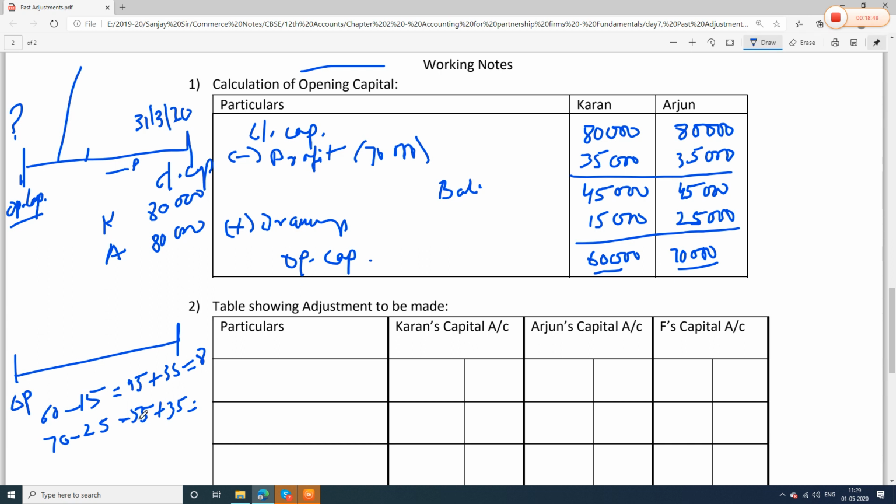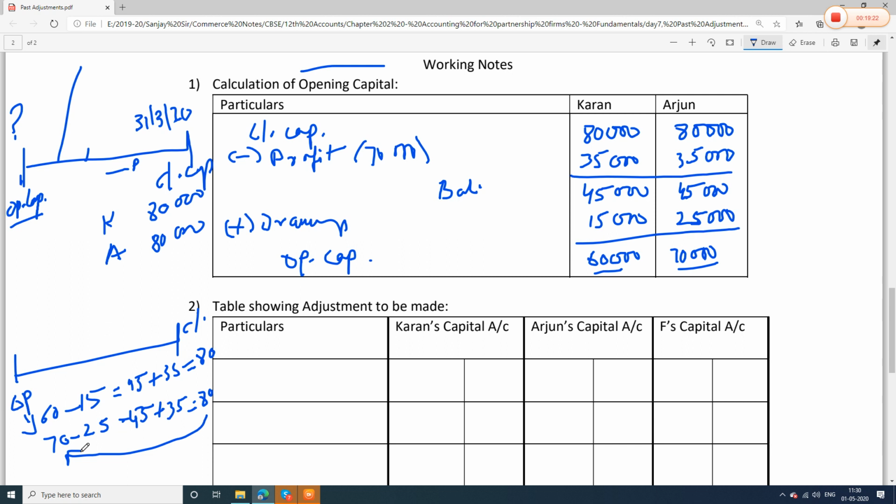Sorry, this is not 55. This is 45. This is also 45. Both are 45,000. What happened after that? His capital also became how much? 80,000 and 80,000. So 80,000 and 80,000 is closing capital and 60,000 and 70,000 is opening capital. If you have closing capital, you can calculate opening capital.